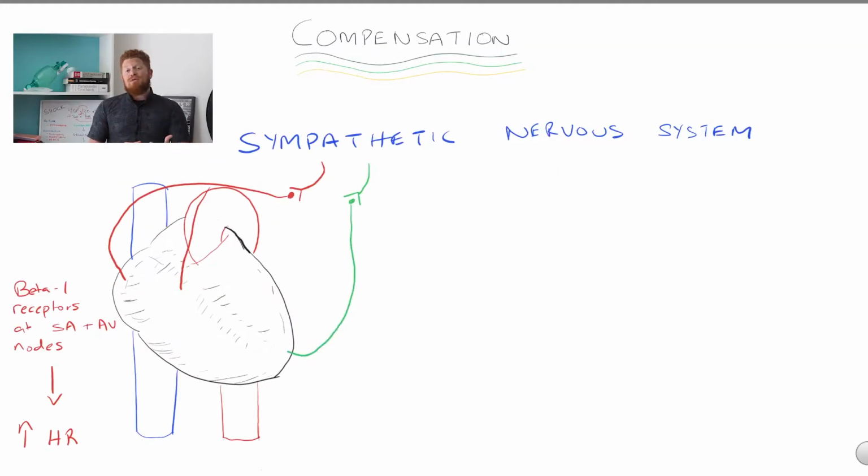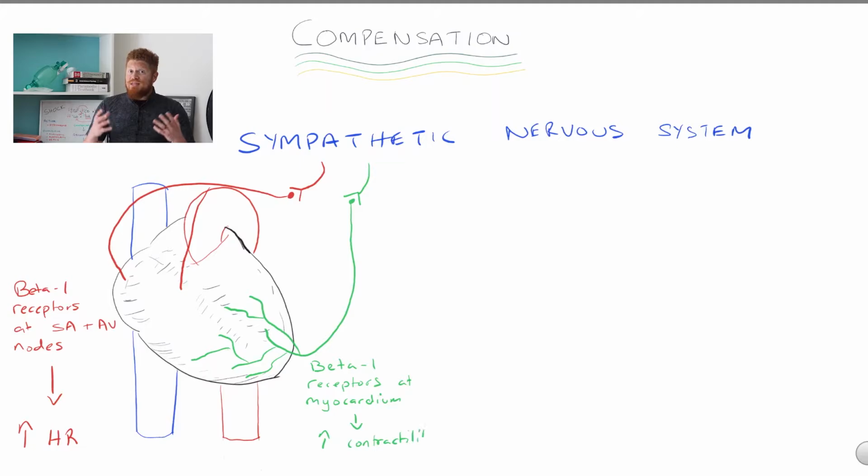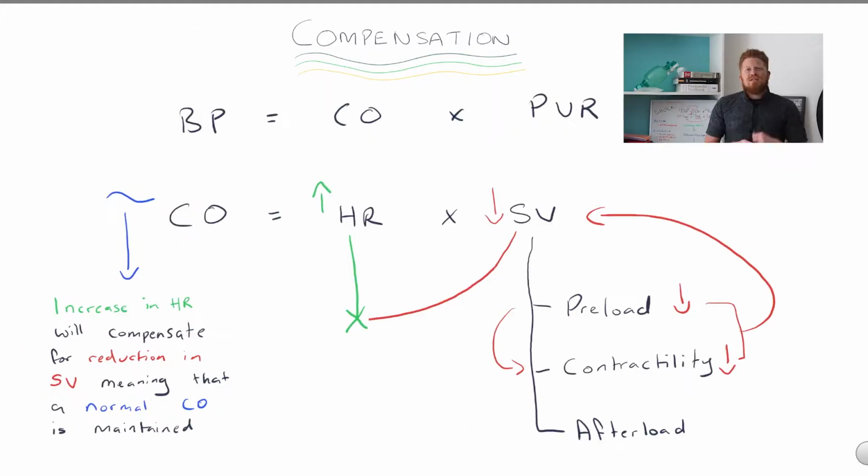Now, innervation of the beta-1 receptors at the myocardium will also increase contractility. Normally this will increase stroke volume as well. The problem is that our issue is with volume depletion. So even with squeezing the heart harder, we simply don't have enough blood volume circulating to increase stroke volume adequately. So the effects of this are negligible.